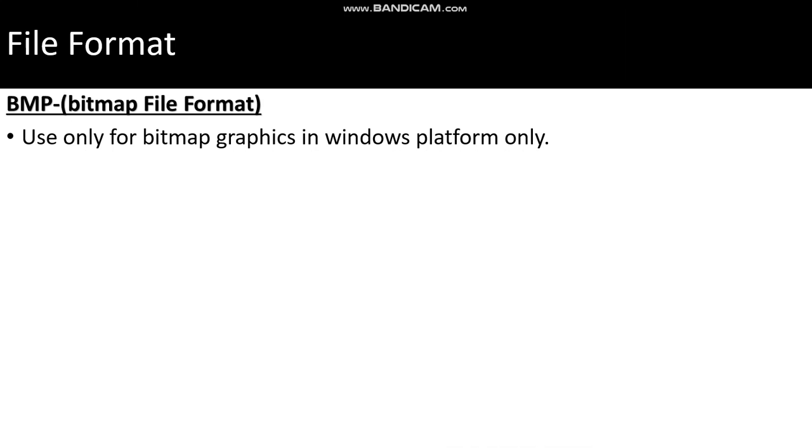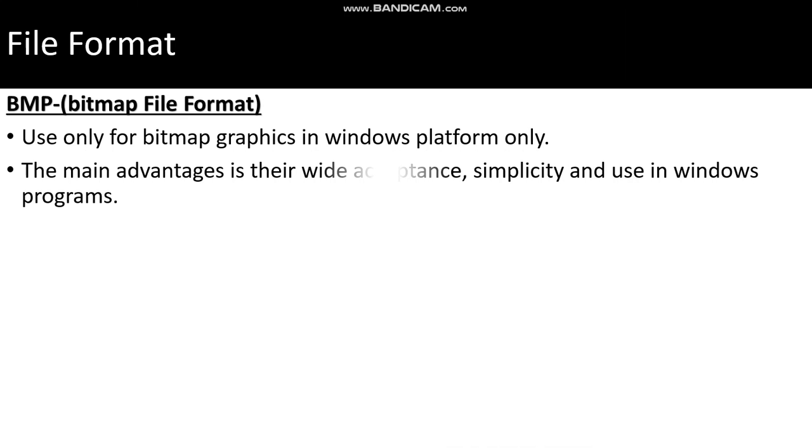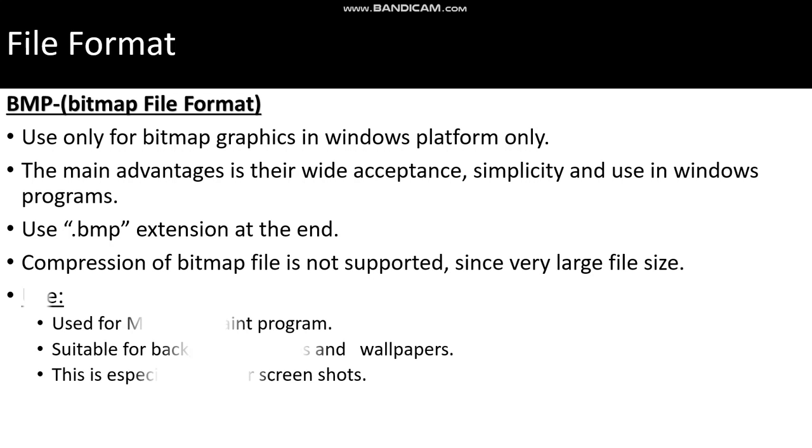After that, we move into file formats. BMP, bitmap file format, is used only for bitmap graphics on the Windows platform. The main advantages are its wide acceptance, simplicity, and use in Windows programs. It uses the BMP extension at the end. Used in Microsoft Paint program, suitable for background images and wallpapers.